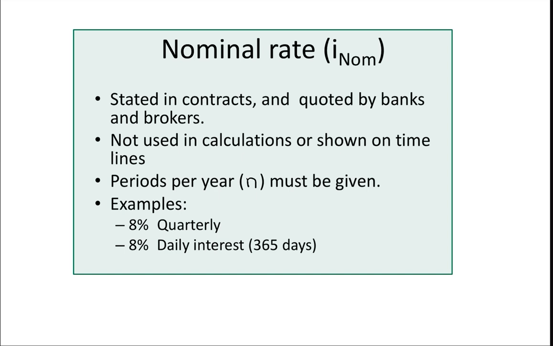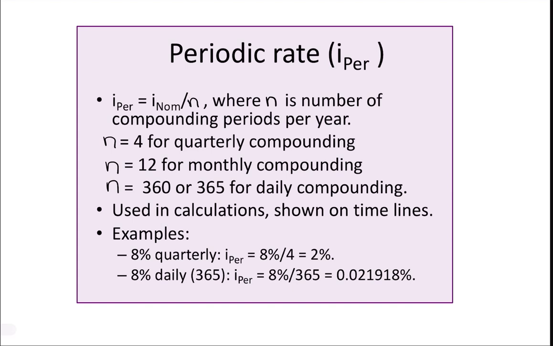So if we're going to use a nominal rate, we need to be told how many periods per year it is being compounded. So for example, 8% is our nominal rate, and that's being compounded quarterly. In example 2, we have an 8% rate that is being compounded daily. Okay, so these are examples of nominal rates. For the calculations we use the periodic rate. So we have to take our nominal rate divided by n, where n is the number of compounding periods per year.